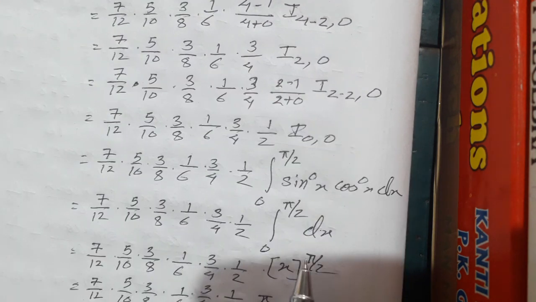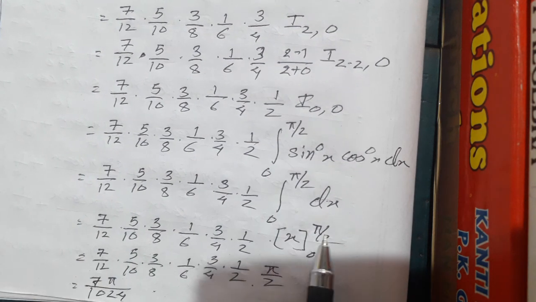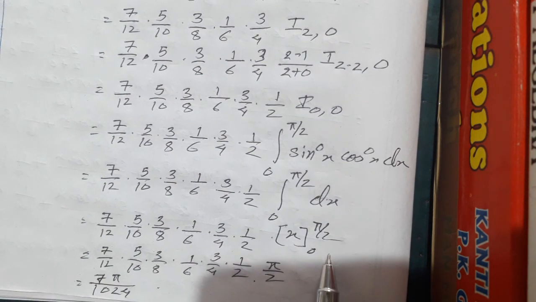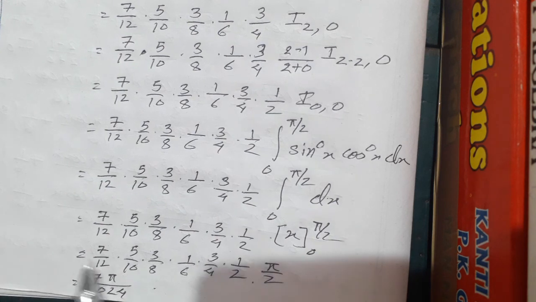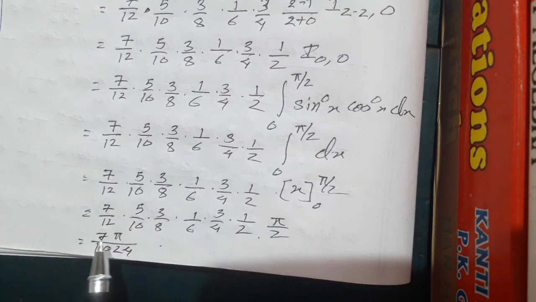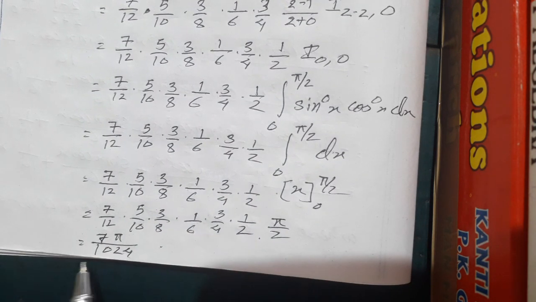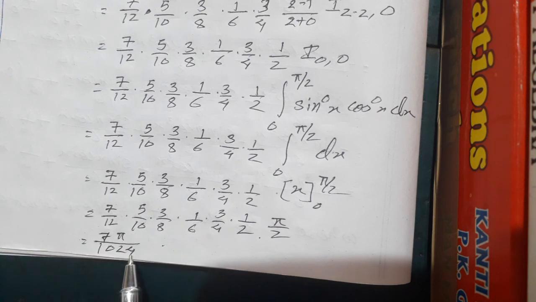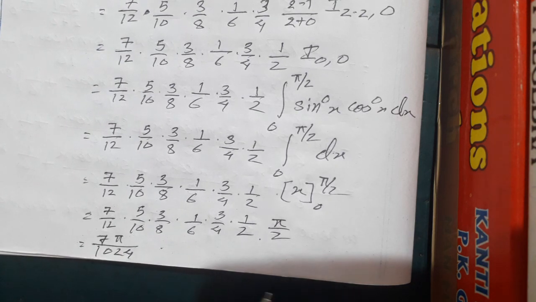So we apply the upper limit and lower limit. We get pi by 2 minus 0, so we have pi by 2. After that, you just multiply everything. We get the answer as 7 pi divided by 1024. Thank you.